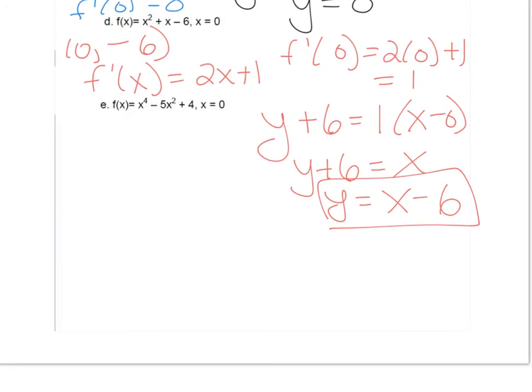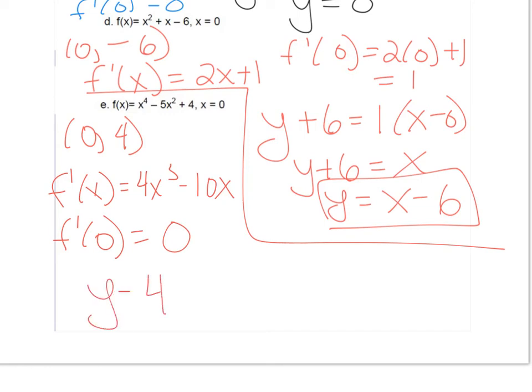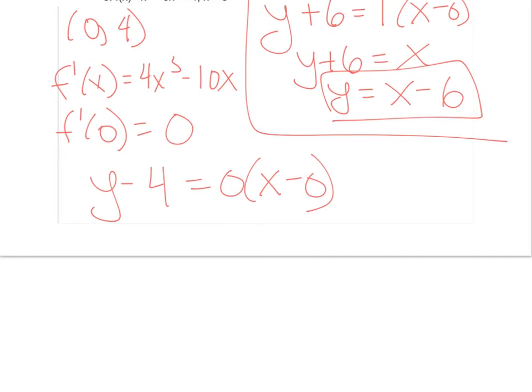All right, last but not least for E, we have the point (0, 4). Plug in 0 here and here, we're left with 4. Our slope is 4x to the third minus 10x. When we plug in 0 for that, we'll get 0. So y minus 4 equals 0 times x minus 0. So y equals 4.